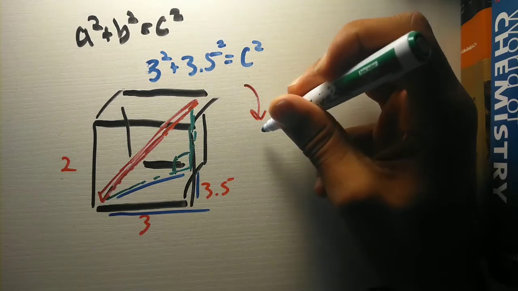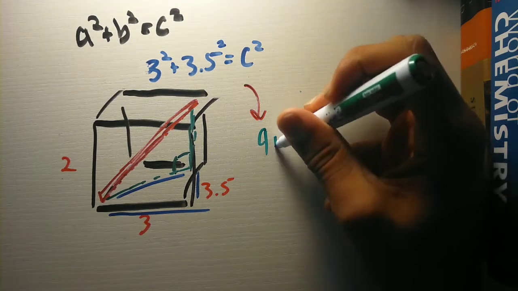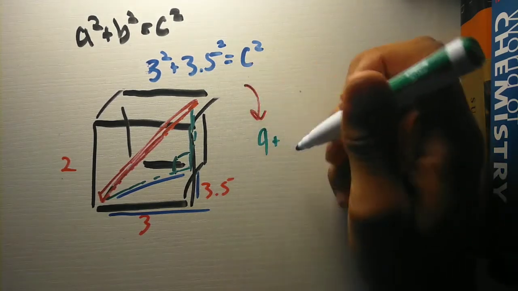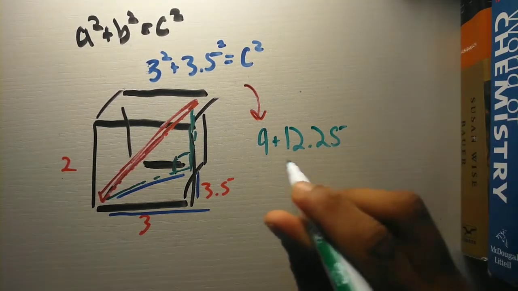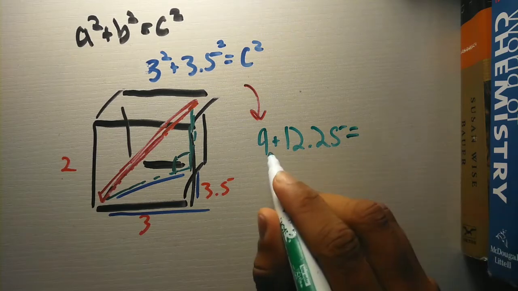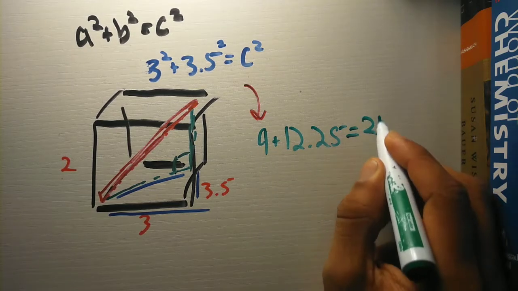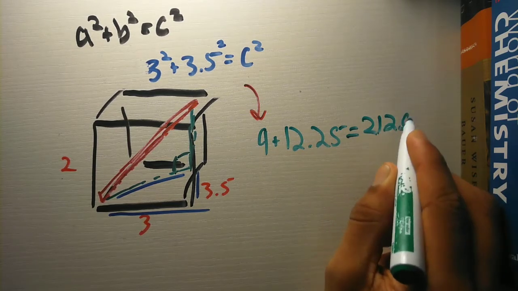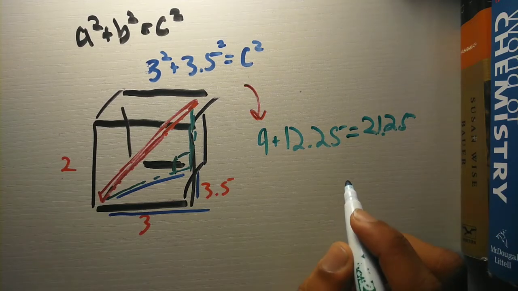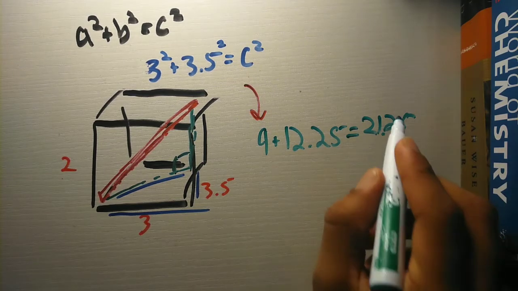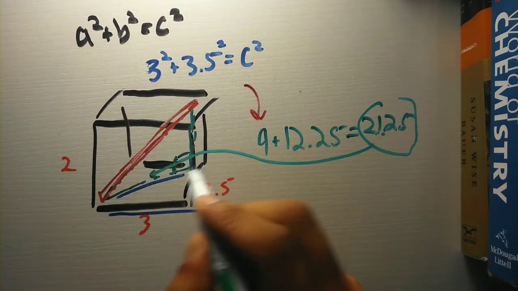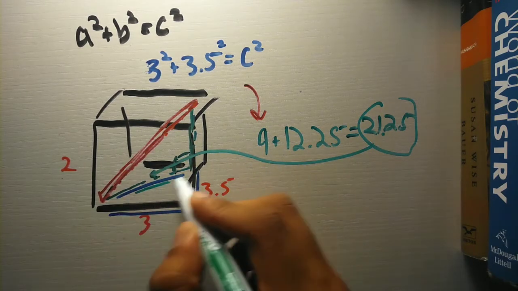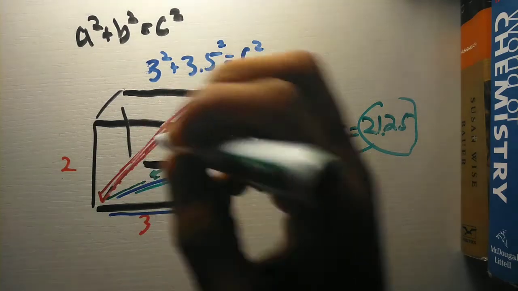3 to the power of 2 is 9, right? Plus 3.5 to the power of 2, which I believe is 12.25, right? You add those together and you get, what is it? 21.25. All right, what do we do with this? Well, we take this number as our hypotenuse of this diagonal, this three-dimensional diagonal, and we put it right there.